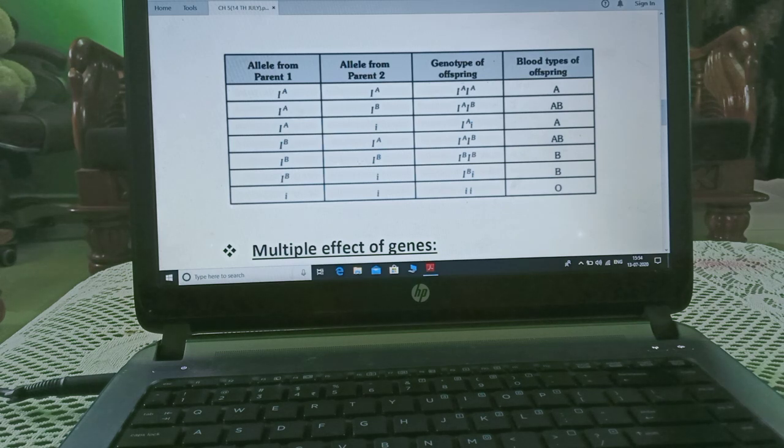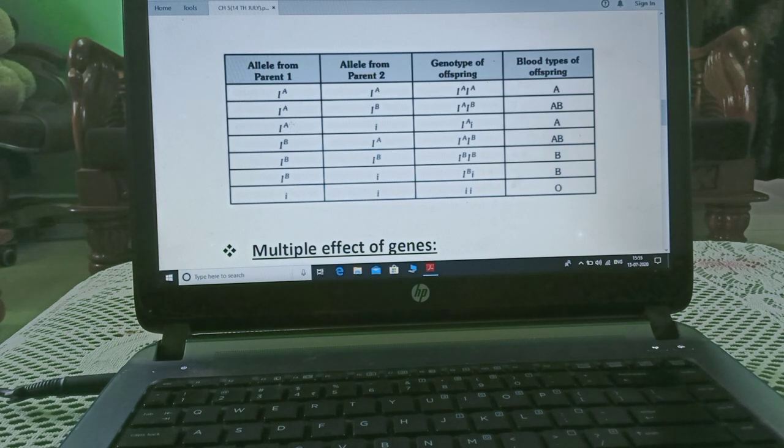Now in this we will see, this is the allele from parent 1, this is the allele from parent 2, this is the genotype of the offspring and this is the blood group of the offspring. Here, allele IA and IA, genotype IAIA, blood group will be A because both have A genes. Now one parent has A, the other parent has B, the combination becomes IAIB and it will represent blood group AB according to the genes, as you can see.